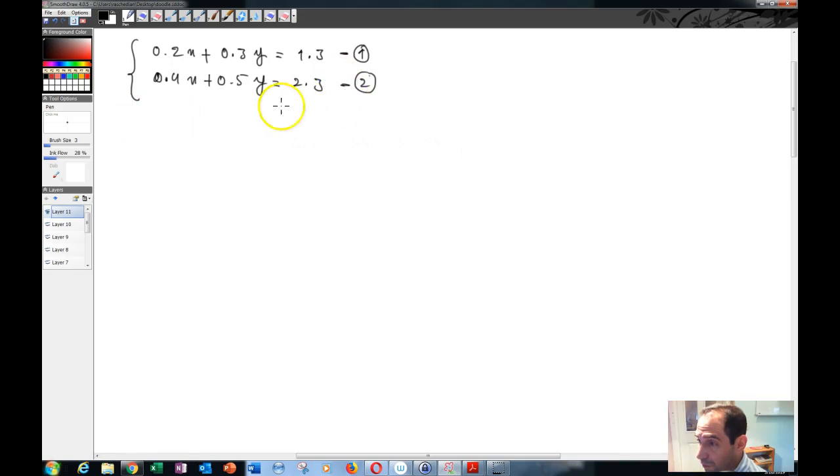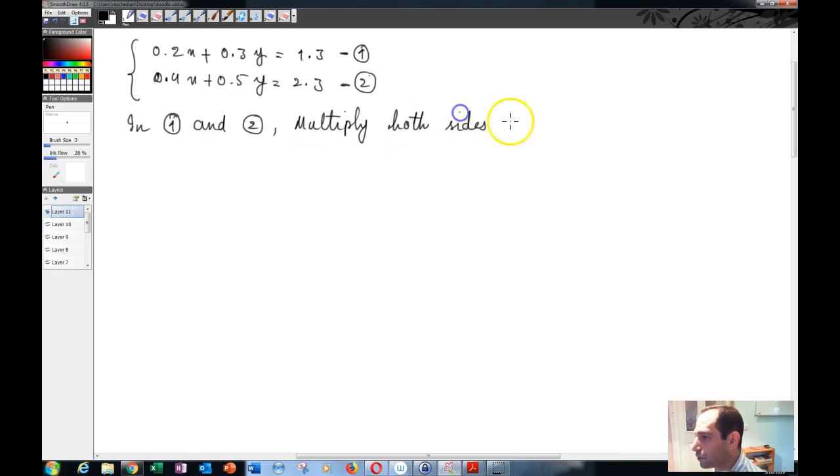So the first thing that I'm going to do in 1 and 2, multiply both sides of the equations by 10, because then you would get, for example, 2x and 3x and 13 and 4 and 5 and 23.